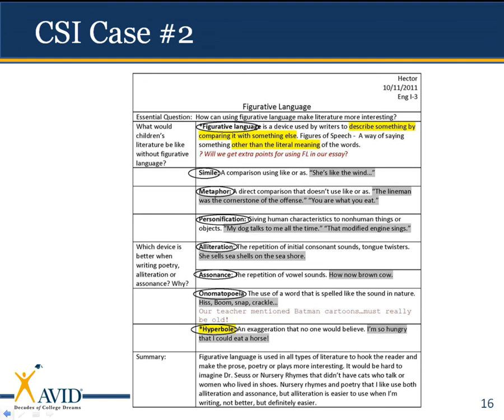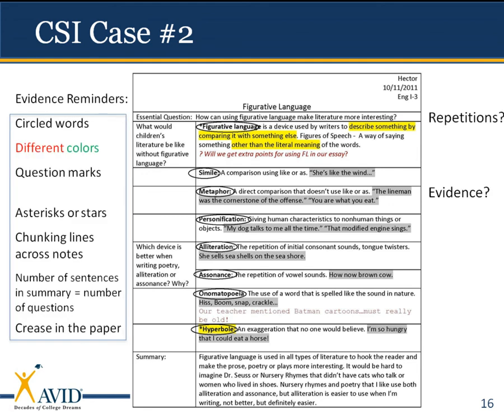What about case number 2? We're going to look at Hector's notes here about figurative language. I know some of you guys are doing most of your notes on your computer or on a tablet. And so some people say, well, we can't do repetitions on Cornell notes if we do our notes on a computer. Well, that's not true, because Hector here showed us, as we look for evidence, he's got circled keywords, he's got different colors, he's got question marks where he identified points of confusion, hyperbole down there at the bottom, he asterisked a future test question. So Hector did a great job of getting repetitions over these notes. He's probably going to do pretty well in this test.